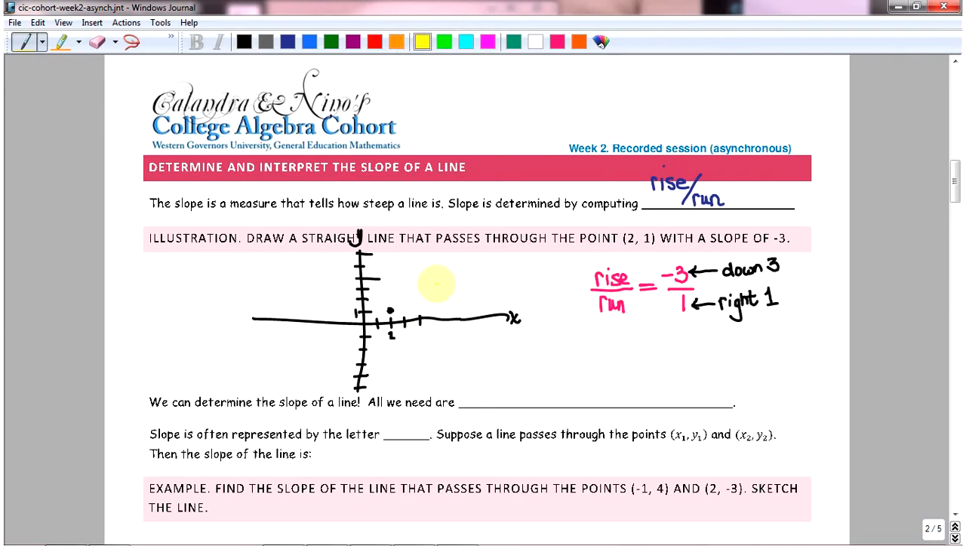Okay, so starting at my point (2, 1), I want to go to the right 1 unit, which is going to take me to 3. And then I want to go down 3 units. So notice we're starting at 1. 1 minus 3 is -2. So we're going to end up at the point (3, -2).